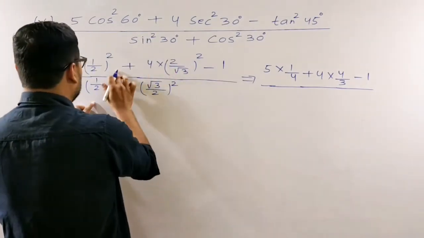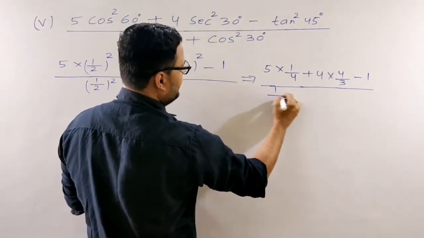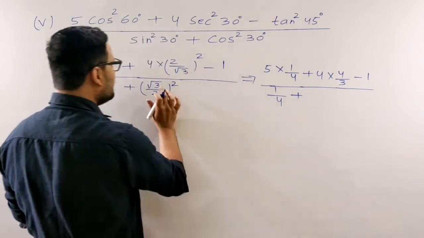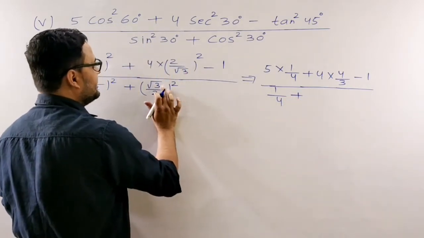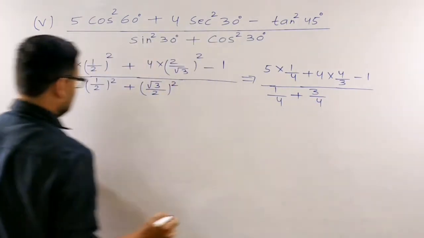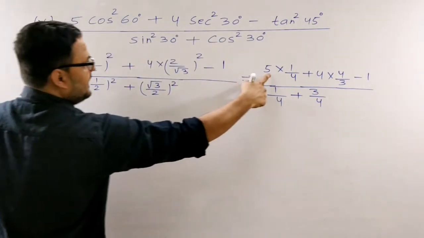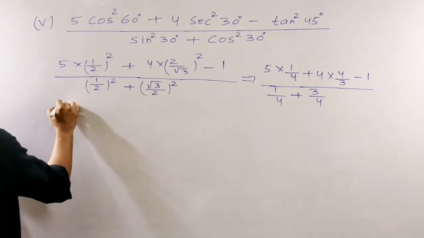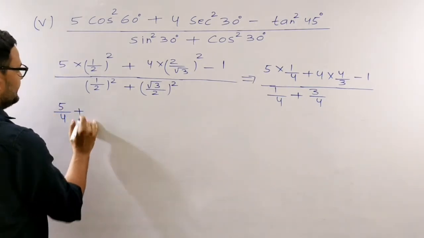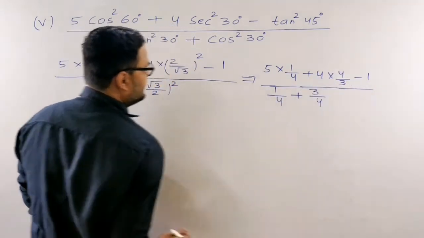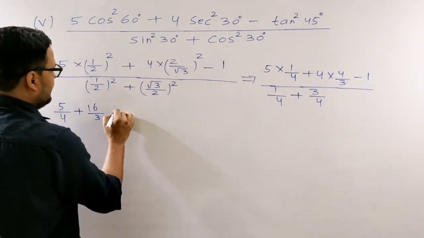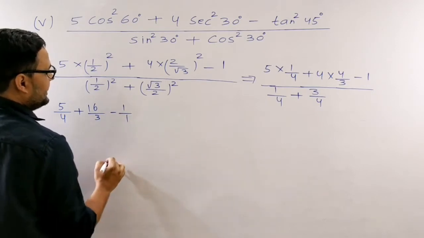Divide 1 by 2 square. So 1 by 4 plus root 3 square will be gone, then 3 by 4 plus 3 by 4. Again, 5 into 1 by 4, so we got 5 by 4 plus 4 into 4 by 3, we got 16 by 3, and minus 1 means 1 by 1.